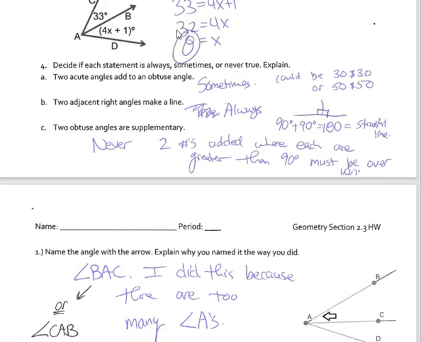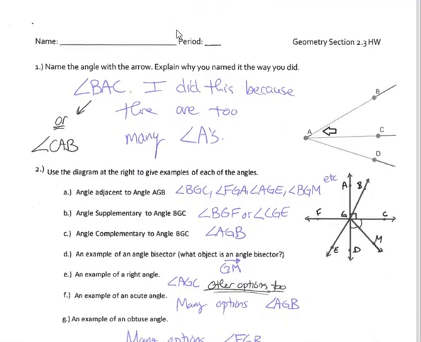And lastly, two obtuse angles are supplementary. That's never, because if you have angles that are obtuse, greater than 90, and you add them together, it's got to be greater than 180. Therefore, it's not obtuse. All right, let's go ahead and look over the homework.